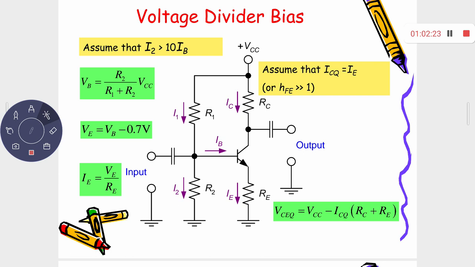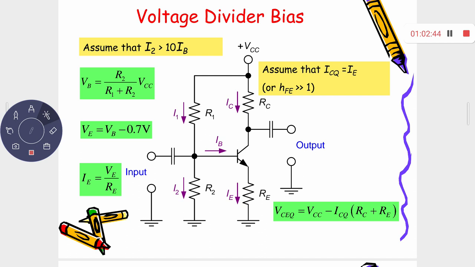IT is greater than 10 times IB. That means here the resistance is very large with respect to this. And then this condition is known as the stiff voltage divider bias. Stiff voltage divider. It's not RE, I'm coming to that. What is that actually? It's not RE.